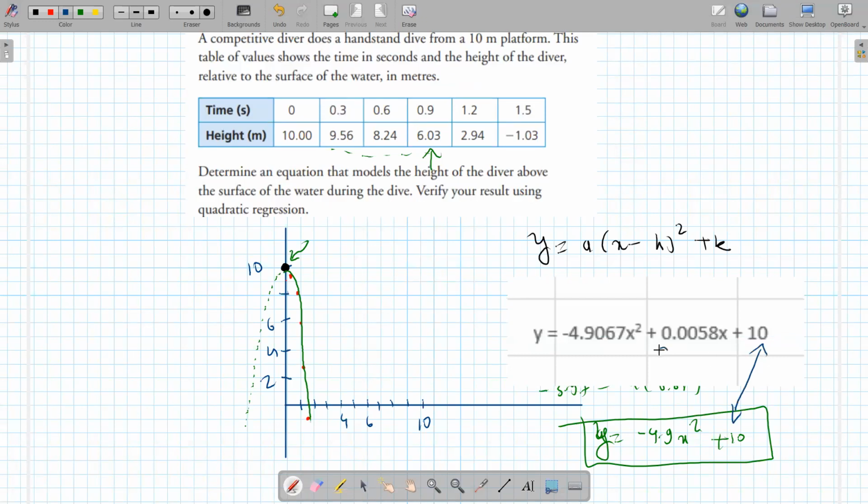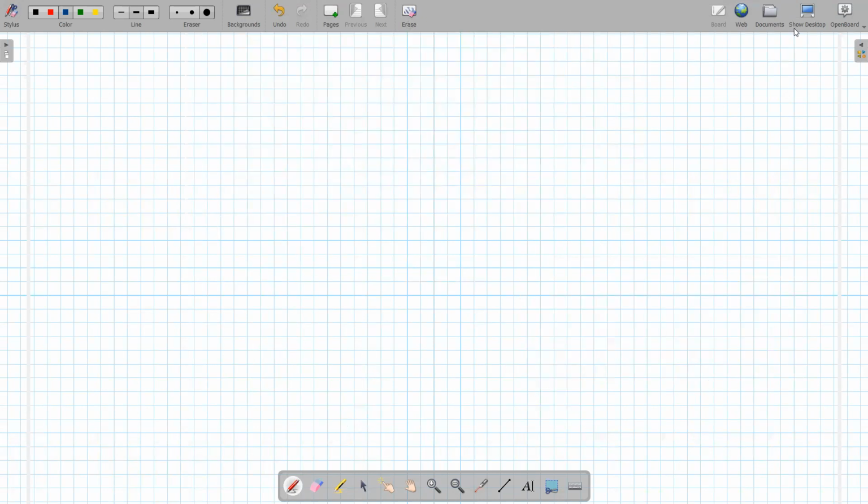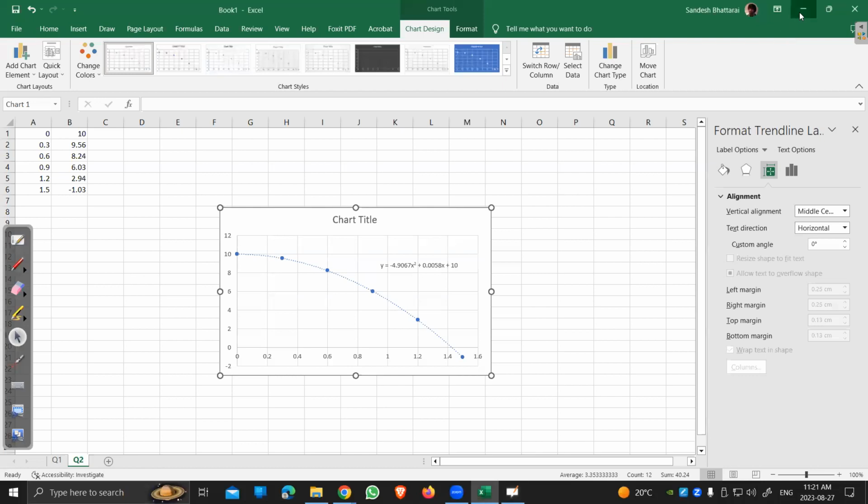The only difference is this term, but look at how small it is, 0.0058. This is not going to make a big dent. It's almost insignificant. So we're pretty close. That's how you do it by hand, and you can always verify it using technology.